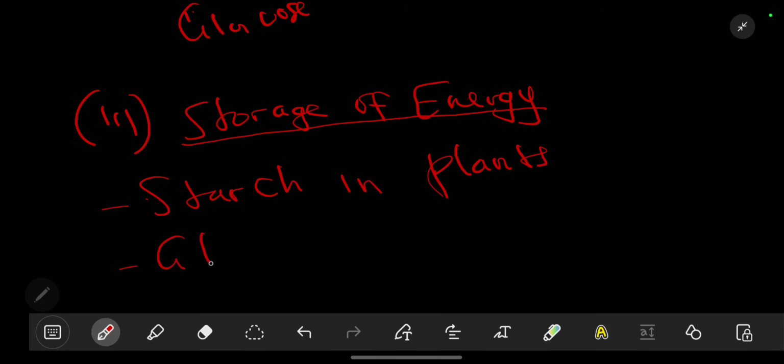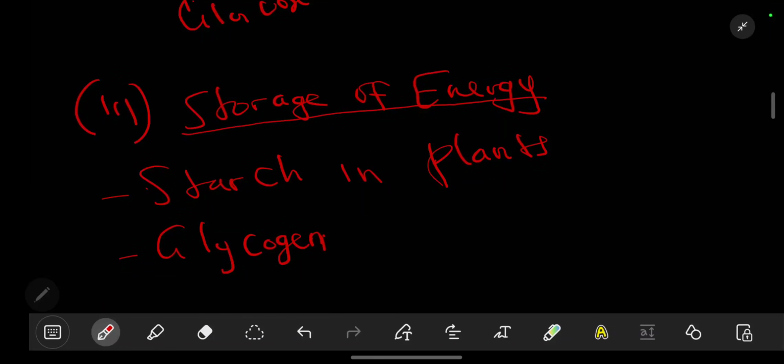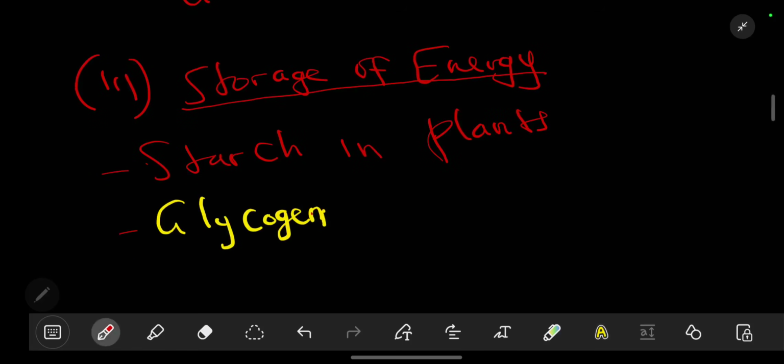In animals, we have something like glycogen. When there is a lot of sugar in the blood, it is converted to glycogen. The sugar we might be talking about, most commonly glucose, fructose, or galactose, is converted to glycogen. This glycogen is the storage form of glucose in animals. This is very important, as it acts as a reservoir. In case the animal does not have food, it can easily convert that back into glucose.